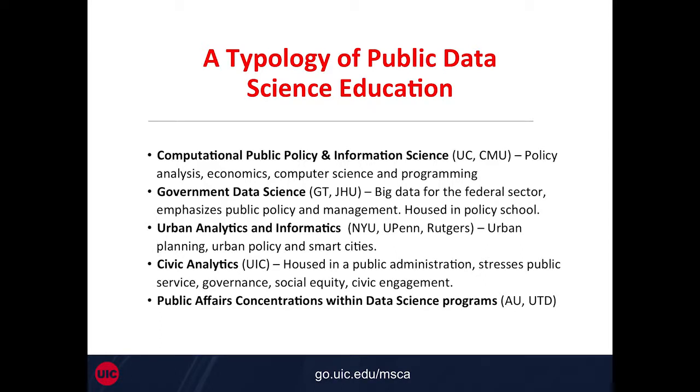Programs like UC and Carnegie Mellon have what I typify as computational public policy and information science. They're very much policy analysis centric. They're very heavy in economics. They're very heavy in computer science, with formal coursework within computer science departments. It's a very different flavor from many of the other programs. Government data science programs are typically feeder schools that graduate students who work in the federal service. Their programs are centered around big data analysis, particularly in the federal sector. That's Georgetown and Johns Hopkins.